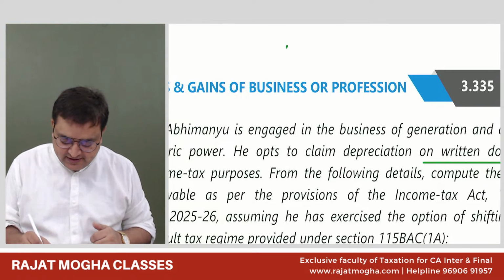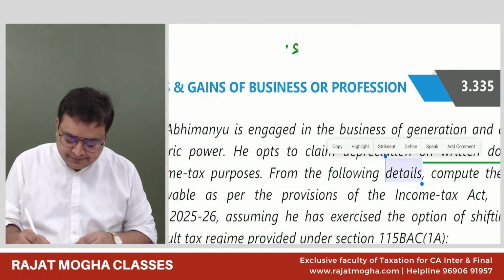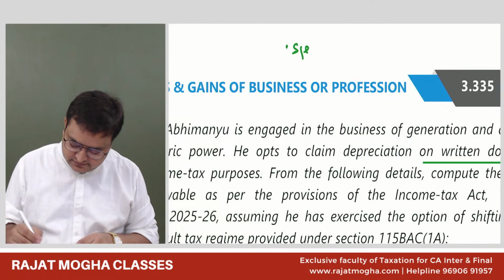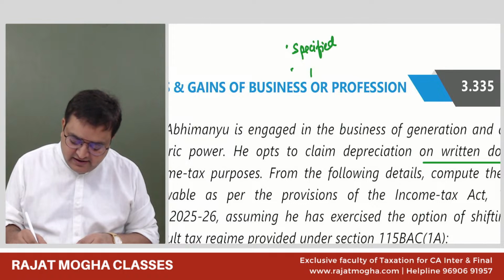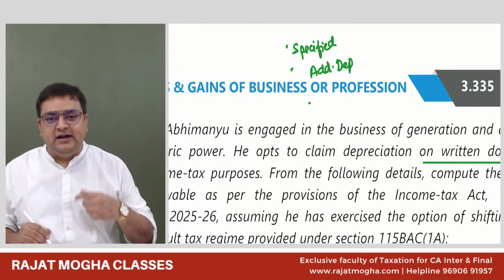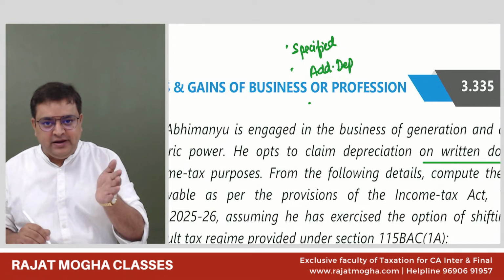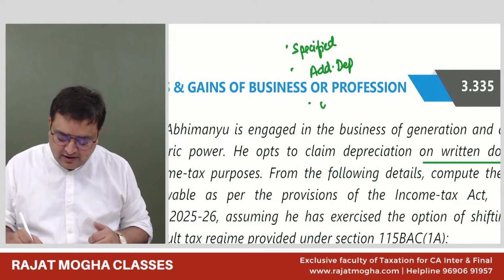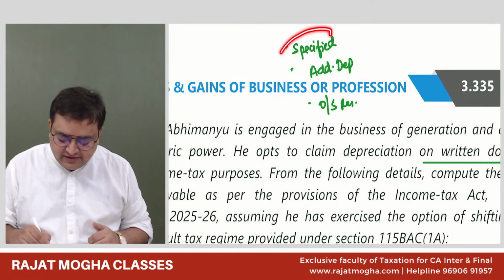So Kaushik, you are saying one is specified business. Right? Second is additional depreciation. And third is scientific research, section 35, but only one part, that is outside research, when you donate something. So outside research, this is section 35. Only in these three cases.